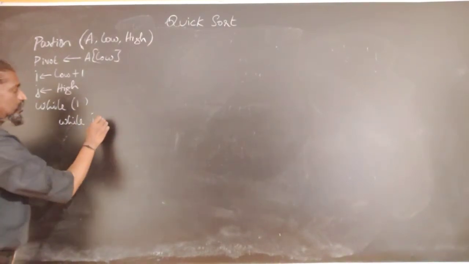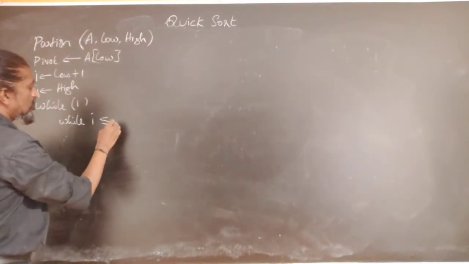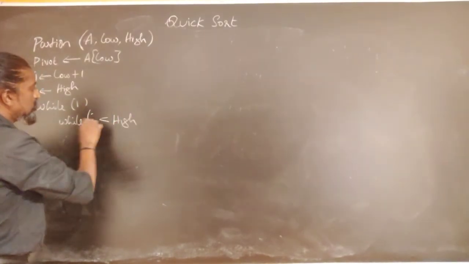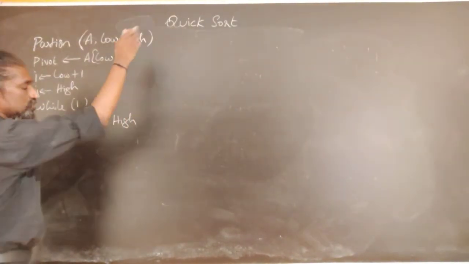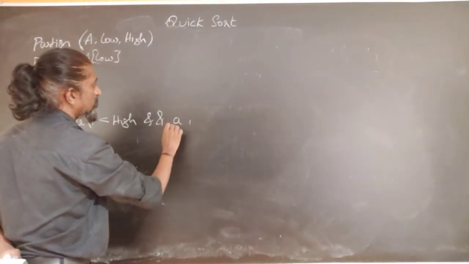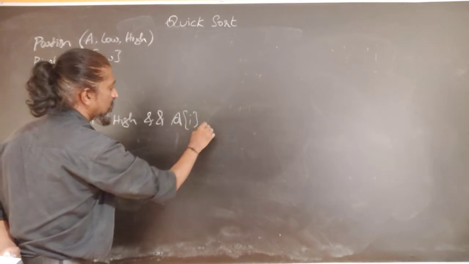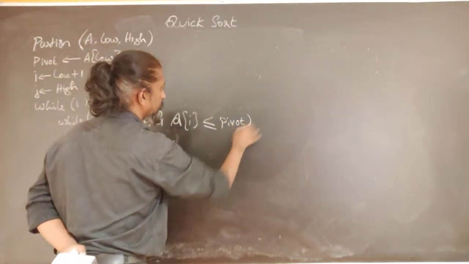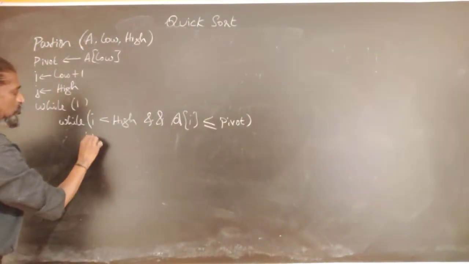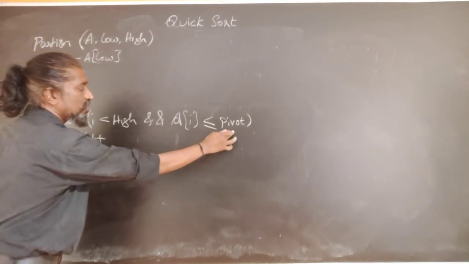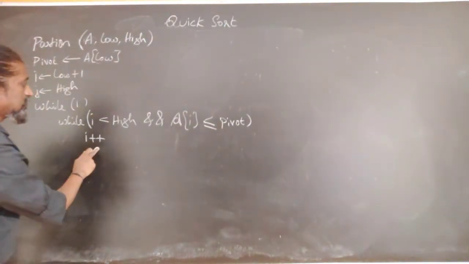i is less than or equal to high, the i pointer can get incremented until it goes to the end of the list, and a of i is less than or equal to pivot. What we should do, we have to increment the i pointer. Okay, as long as the element pointed by the i pointer is less than or equal to pivot, we are going to increment the i pointer.